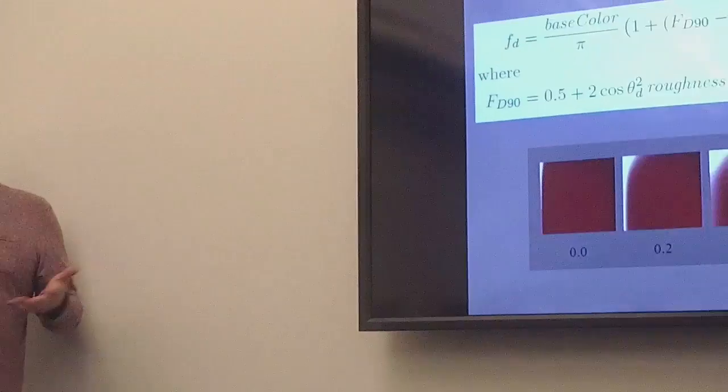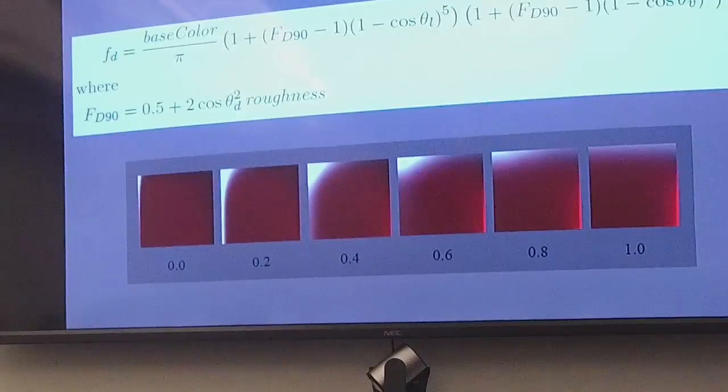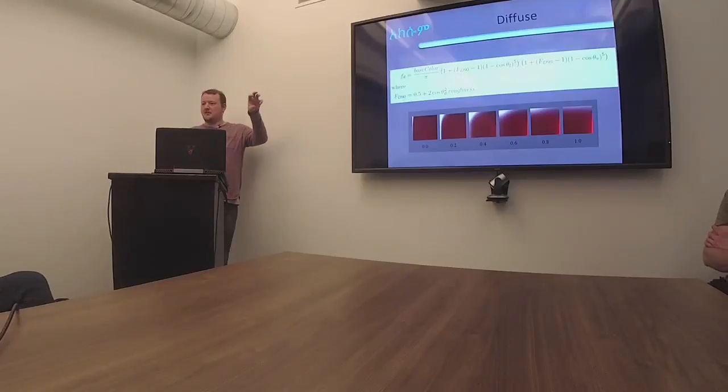And on the bottom there, you see some slices being rendered, which are similar to the slices in the MERL material database. You'll see in the center of the slice, where you don't have grazing angles, where your light and view direction are close to the normal, it does look pretty constant.